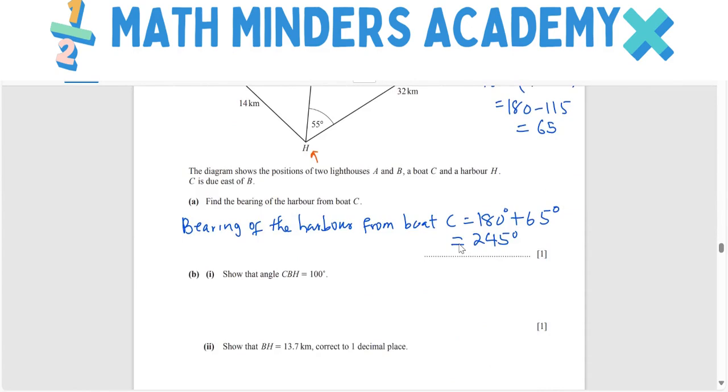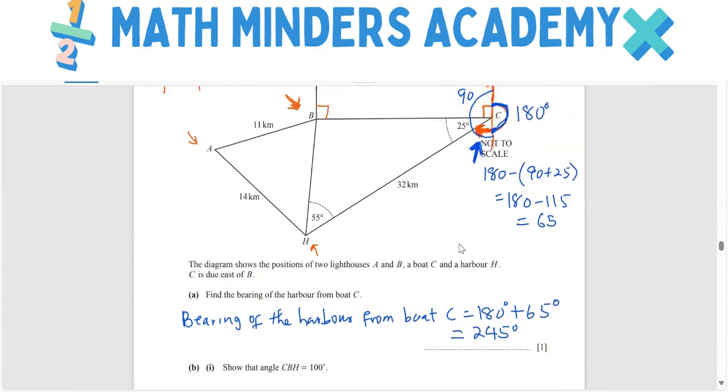Now, the next question says, show that angle CBH is 100 degrees. Angle CBH: this is C to B to H. So this is the angle we are referring to. We want to show that that angle there is 100 degrees. Of course, take note that this angle here is 55, and this angle here is 25.